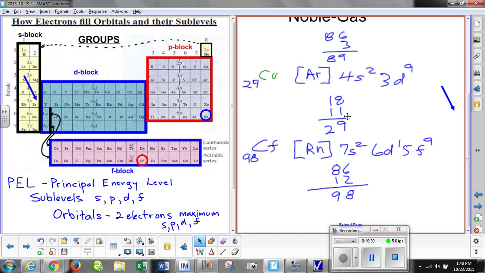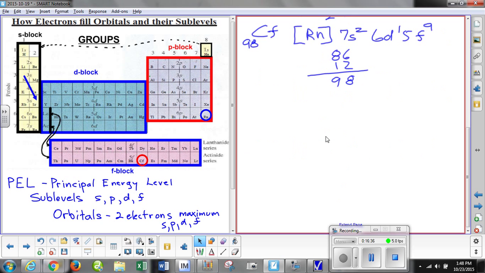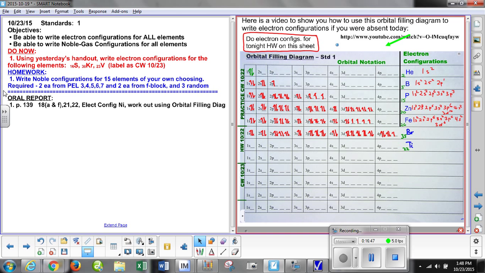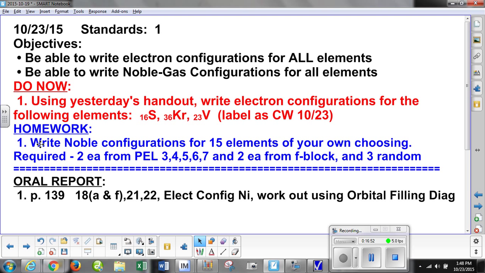Okay. Now, I'd like you all to give one of these a try on your own. We got plenty of time. We're going to get some practice on this. And we could also look at the directions for your homework tonight. The directions for the homework say to write 2 each from principal energy levels 3, 4, 5, 6, and 7. And then 2 each from the F block. I just did one for you for the F block. And then 3 randoms.